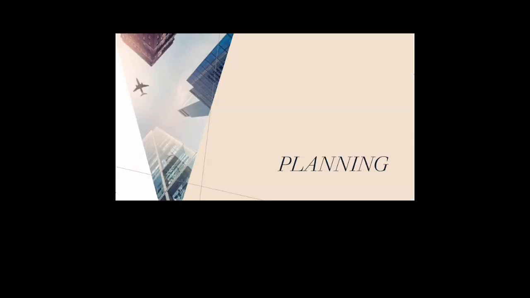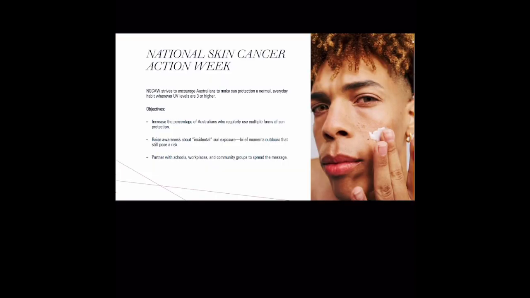Alrighty, on to planning. For the National Skin Cancer Action Week, they strive to encourage Australians to make sun protection a normal everyday habit when UV levels are 3 or higher. Their objectives are to increase the percentage of Australians who regularly use multiple forms of skin protection. They also want to raise awareness about incidental skin exposure, brief moments outdoors that could still pose a risk. And they also want to partner with schools, workplaces, and community groups to spread the message.